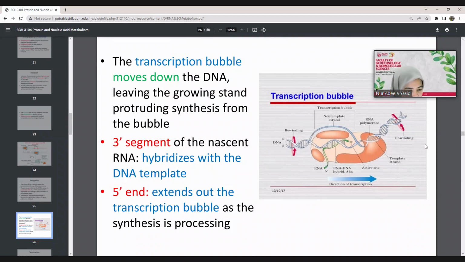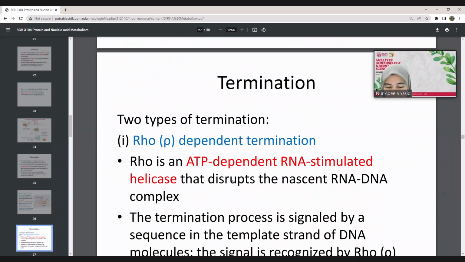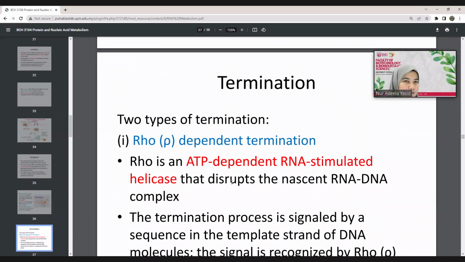So this is where the mRNA is synthesized, from 5' to 3'. There are two stages: that explains initiation and elongation. So it's a straightforward process for the prokaryotic system.